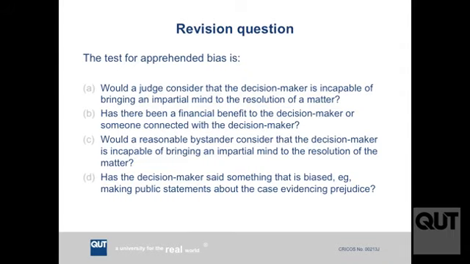B is not correct because this is only one form of bias, and non-pecuniary bias is also possible. D is not correct, although this may be one form of bias, and especially where the decision maker is a politician, this will be unlikely to be successful.